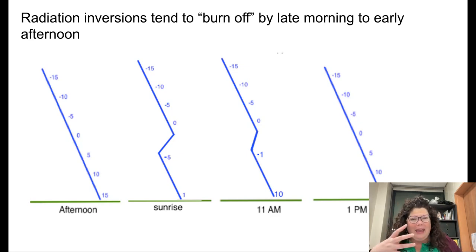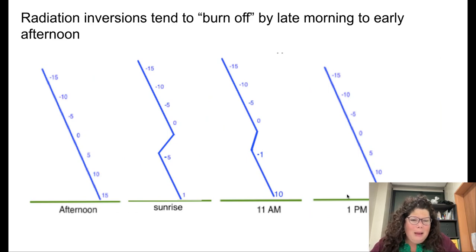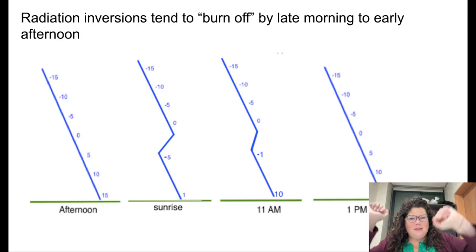So though we may have mornings of horrible pollution, because all of those pollutants are blocked by this layer of warm air, it does mean that luckily by about 1 p.m. that top warm layer will burn off, and then all those pollutants can dissipate.